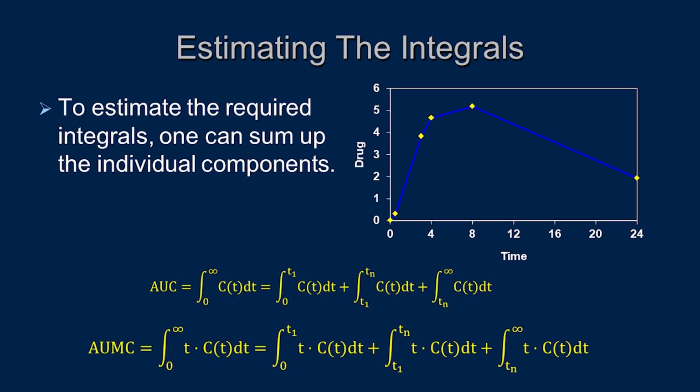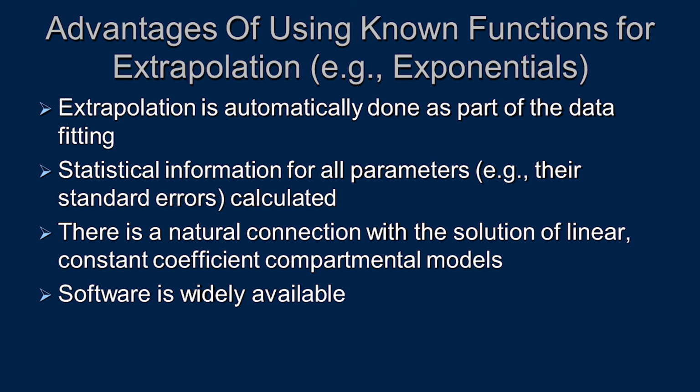And so, like I said earlier very briefly, when we estimate the required integrals, we just sum up the individual components. So we sum up the part of the integral that is from trapezoidal integration, and then the last element in the sum is the extrapolated time concentration curve, which then completes my area under the curve and area under the moment curve calculation. And then I can use these now to calculate my non-compartmental parameters, including, for example, clearance, mean residence time, and so on. And then half-life was also a byproduct of this. From the extrapolation, I can get an estimate of half-life. And the beauty of this calculation is that extrapolation is done automatically as part of the fitting, and one can have statistical information for all the parameters.